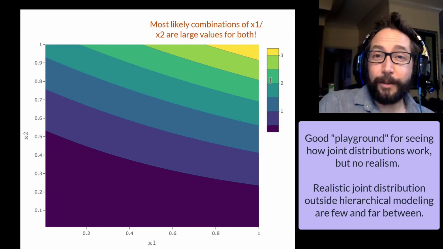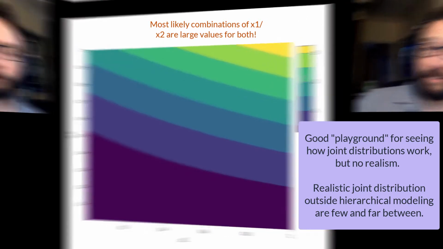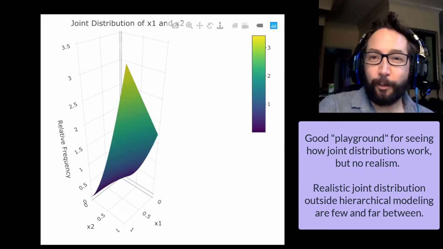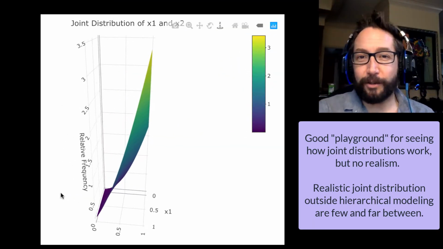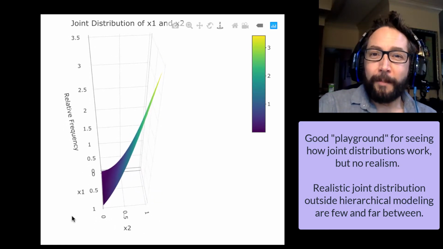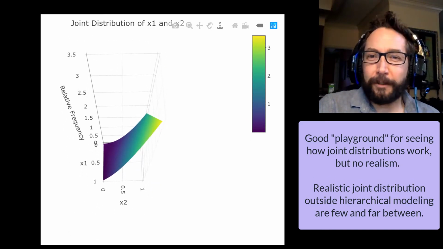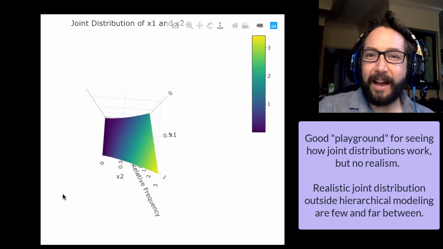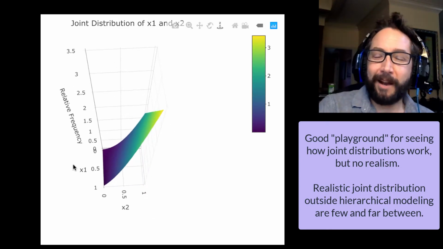We could make a 3D plot of the density as well. And exploring that, we can kind of see what values are more likely than others, what combinations are more likely than others. But once again, what pair of real-world quantities would really have this distribution? I'm not really too sure.